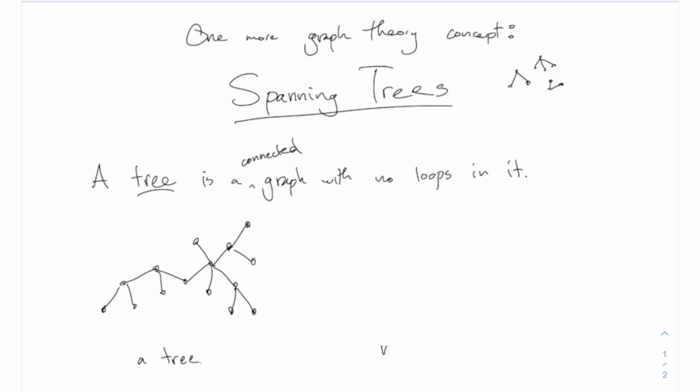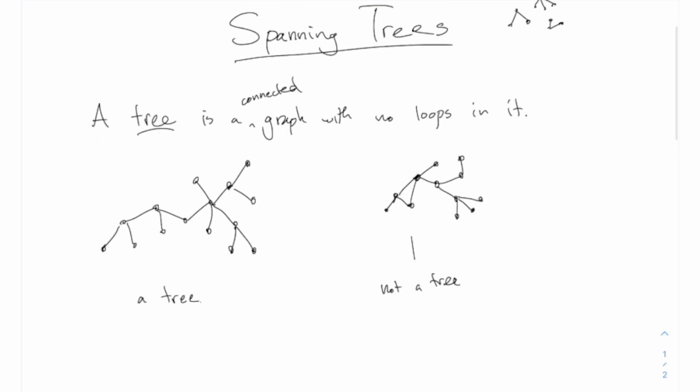So something that would not be a tree would be a graph which does have some loops in it. Something like this, maybe. This looks kind of tree-like, but it's not. This one here is not a tree, and the reason it's not is because of this little part there, which made a loop. That is not allowed in a tree. So the one on the left is a tree. The one on the right is not a tree.